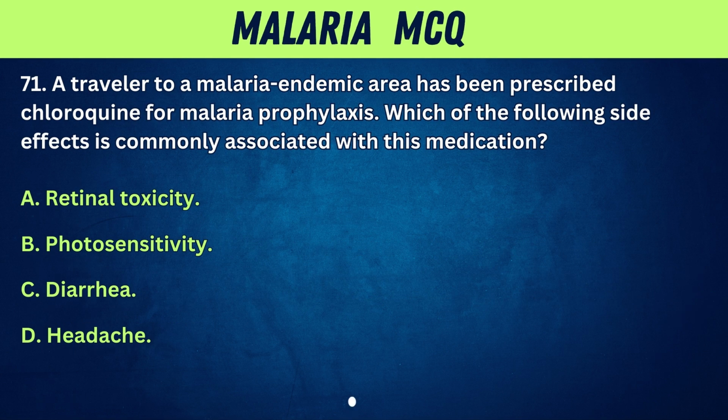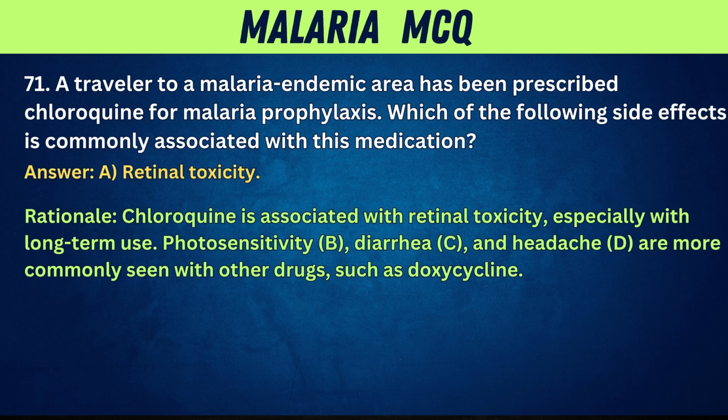71. A traveler to a malaria-endemic area has been prescribed chloroquine for malaria prophylaxis. Which of the following side effects is commonly associated with this medication? A. Retinal toxicity. B. Photosensitivity. C. Diarrhea. D. Headache. Answer: A. Retinal toxicity. Rationale: Chloroquine is associated with retinal toxicity, especially with long-term use. Photosensitivity, B, diarrhea, C, and headache, D, are more commonly seen with other drugs, such as doxycycline.